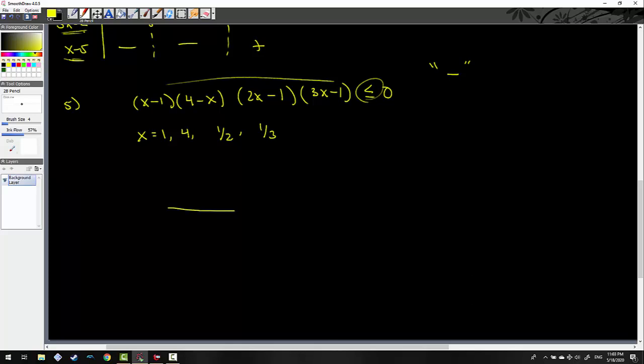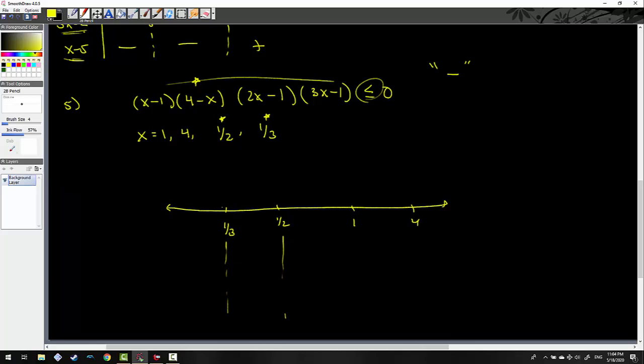So I'm going to go ahead and draw one big hunkin' sign chart right here. Now there's a couple of things I want you guys to understand about this problem. Put a star next to the fractions, and put a star next to 4 minus x, because that's going to be where you're going to make your mistake. So let's go ahead and put the numbers in order: 1/3, 1/2, 1, and 4.